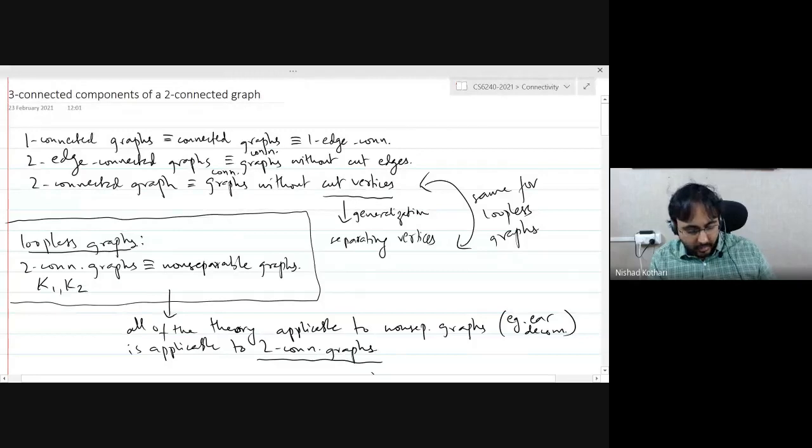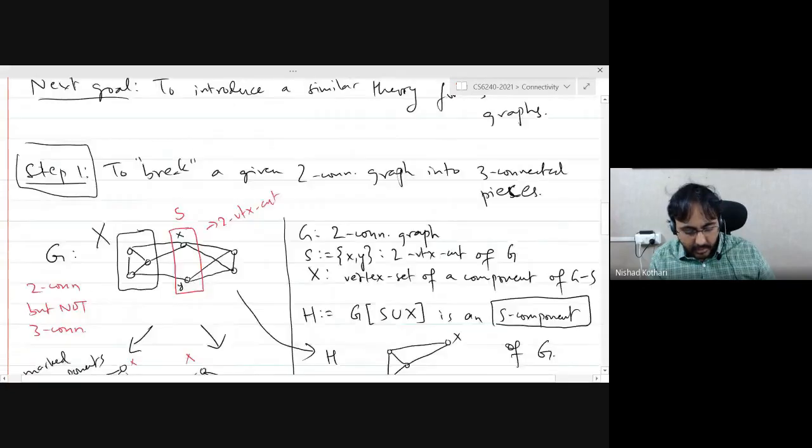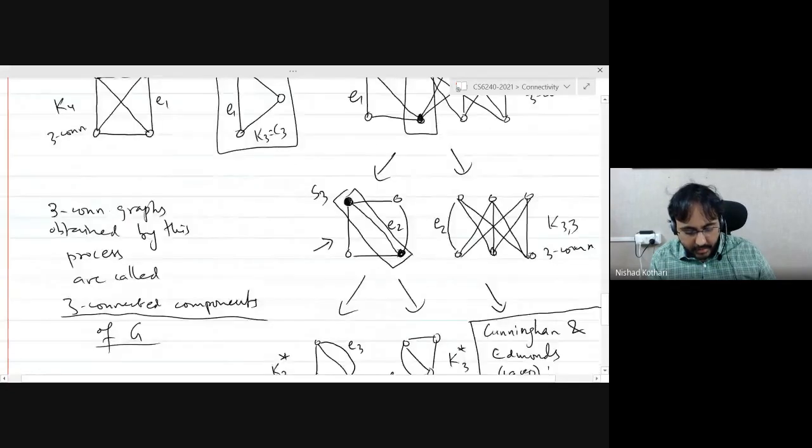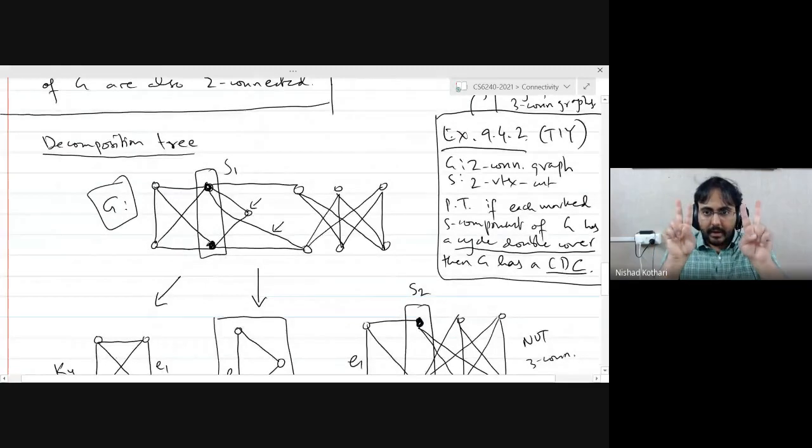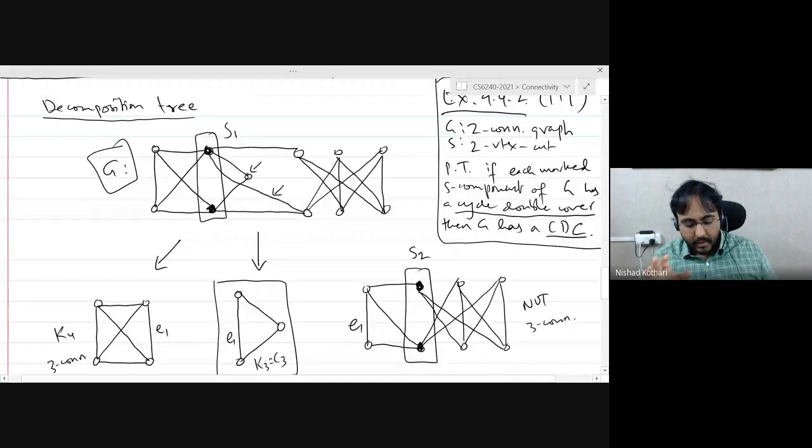I've just started recording. So just to remind you, in the last lecture, we discussed how you may break a given two connected graph into its three connected components. So we take a two vertex cut and then we consider each component union those two vertices, and we add an additional edge between those two vertices. That's called a marked S component, where S is your two vertex cut.